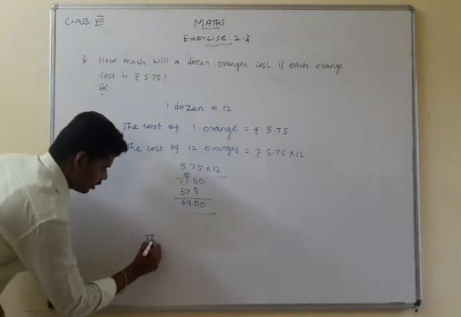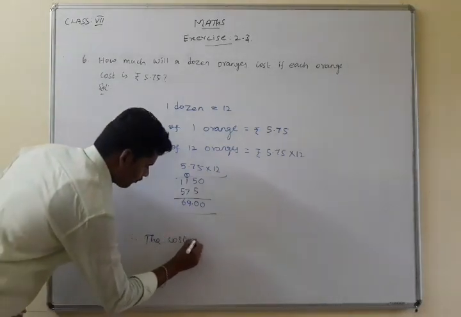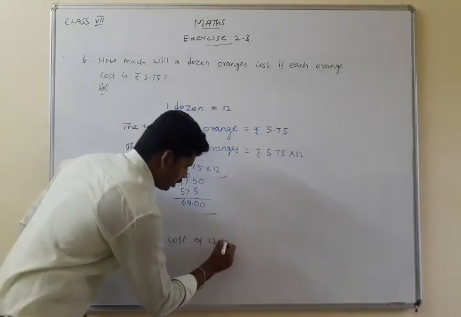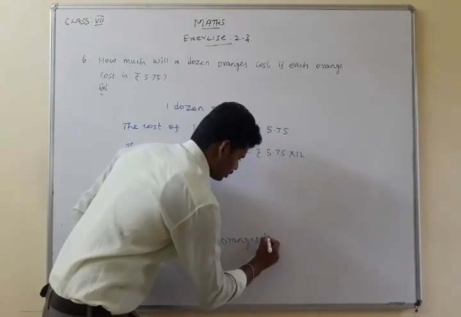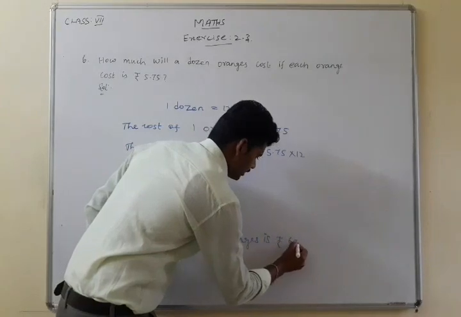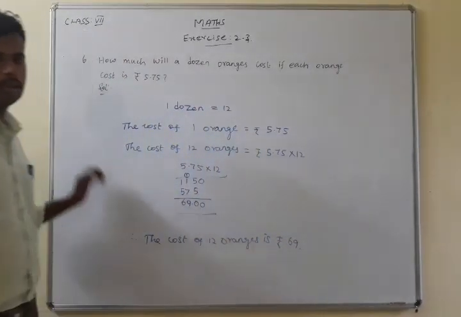Therefore the cost of 12 oranges is rupees 69. This is the answer.